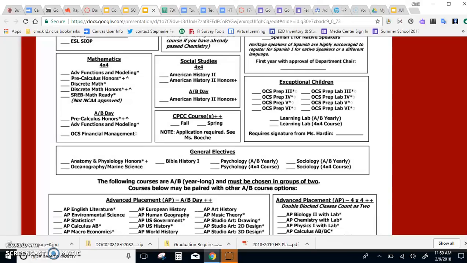New this year, if you're planning to take an honors level math course, you must complete the honors course agreement for mathematics form that has been included in your packet. You will not be permitted to register for an honors level math course if this form is not completed with your and your parents' signatures.